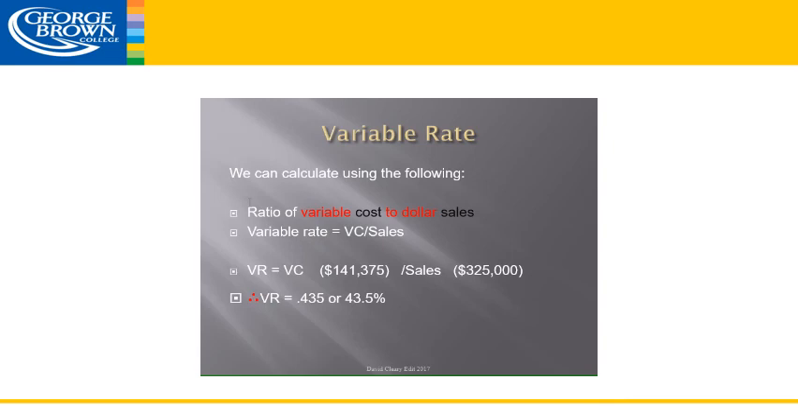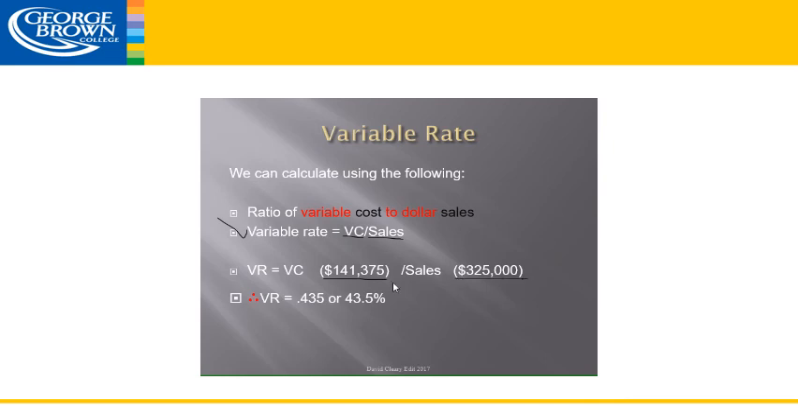Here is an example of us calculating our variable costs as a percentage of sales. The equation is our variable costs divided by sales. This will always come out as a percentage in decimal form. And in this case, our variable costs were $141,375, and our sales were $325,000.